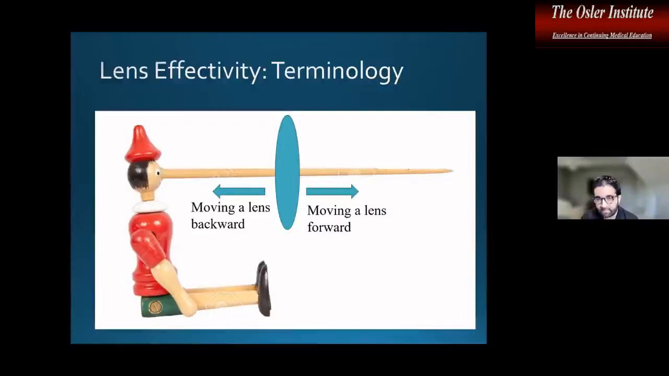So just think of this diagram whenever we use this terminology of moving a lens forward, because I've had students come and ask me, wait a minute, when we move a lens forward, doesn't that mean we're pushing it up closer to the eye? But by convention, this is what that terminology means. Just think Pinocchio: moving the lens forward means moving it away from the eye. Moving a lens backwards means moving it closer to the nose.